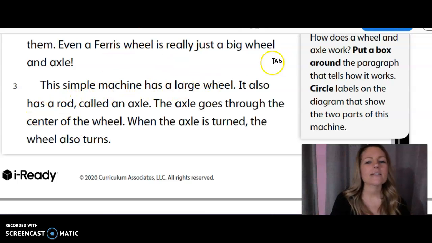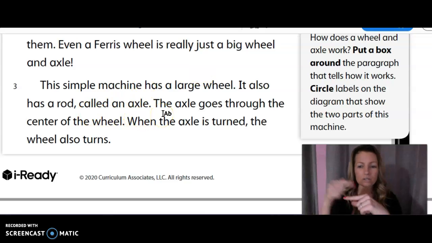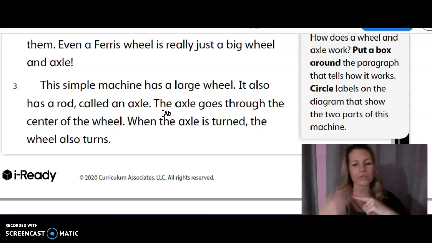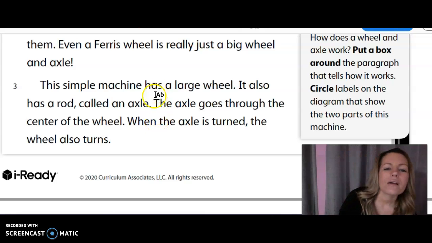It says that a wheel and an axle has a rod. Okay, the rod in the middle is the axle. The axle goes through the center of the wheel, and when the axle is turned, the wheel is also turned at the same time. This part right here.